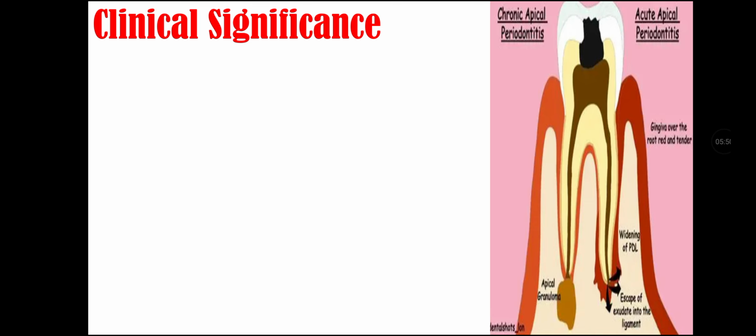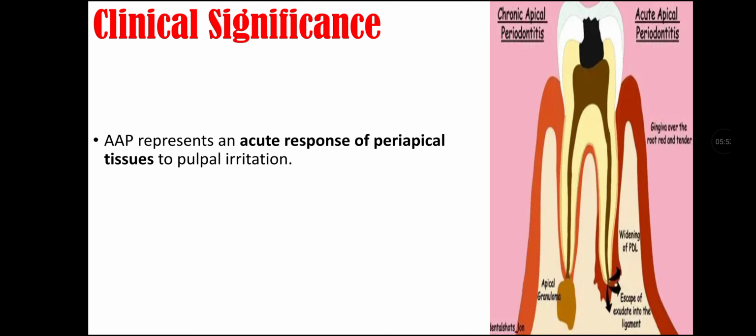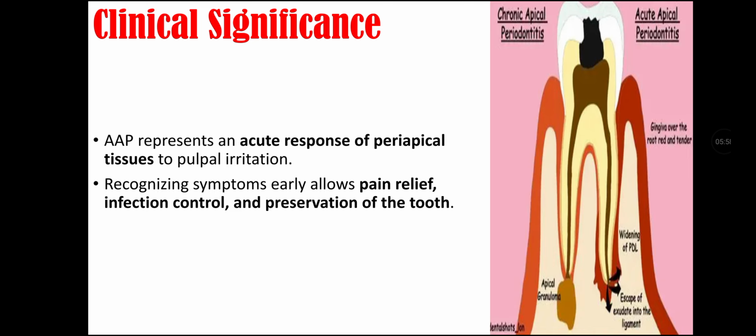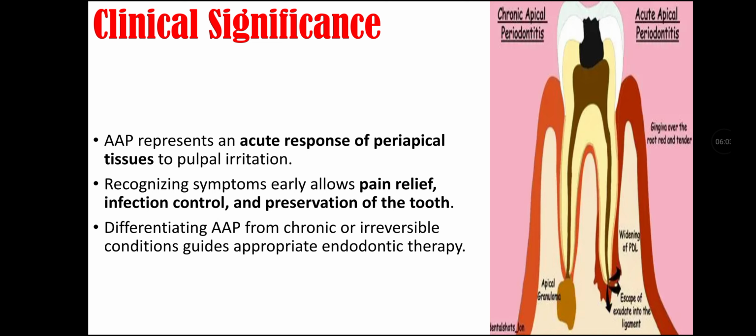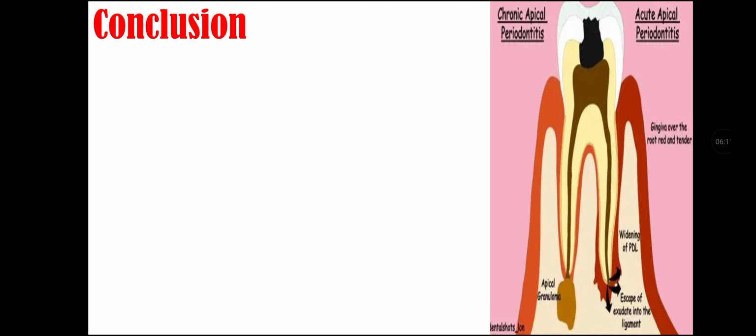Clinical significance of acute apical periodontitis. Acute apical periodontitis represents an acute response of periapical tissue to pulp irritation. Recognizing symptoms early allows pain relief, infection control, and preservation of the tooth. Differentiating acute apical periodontitis from chronic or irreversible conditions guides appropriate endodontic therapy.